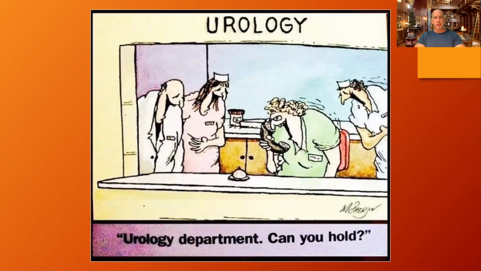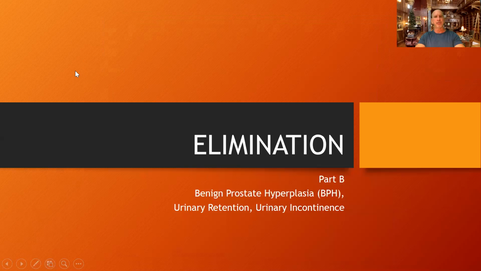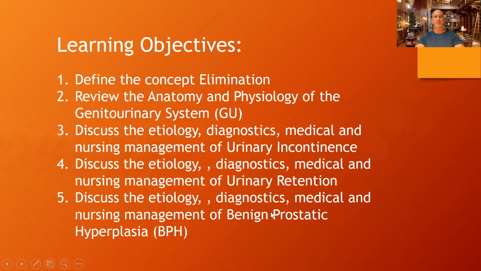We're going to stick to the lower part of the genitourinary system, and we're going to address some more elimination. Only this time we're going to talk about benign prostate hyperplasia. Say that fast 3 times. And urinary retention and urinary incontinence. Now, some of this may sound a bit repetitive because we talked about cystitis, which could cause urinary retention.